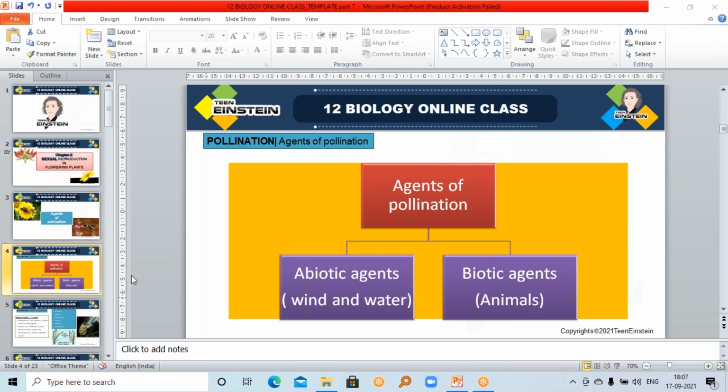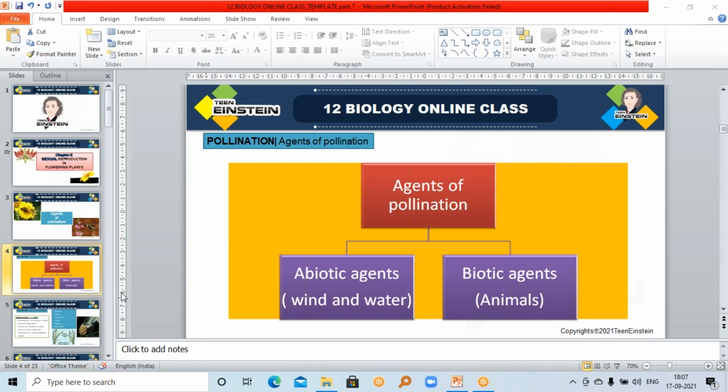Only a very small proportion of plants use abiotic agents. Mainly they use biotic agents. In the case of abiotic agents like water and wind, in the last class we said that there is only a chance of pollination.